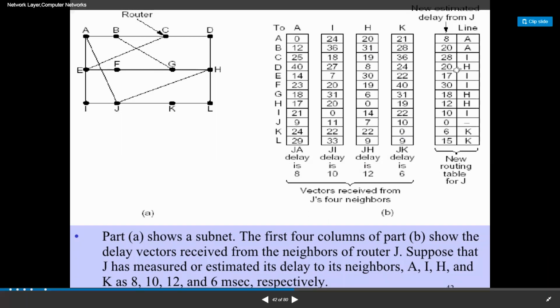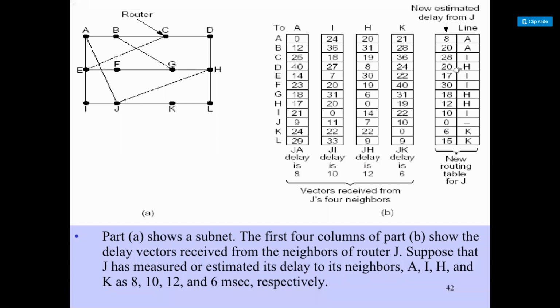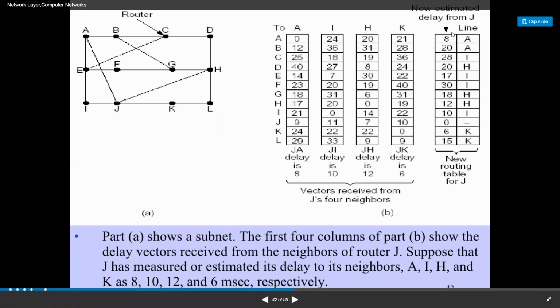Here you need to listen carefully, students. What is this routing table? This is the routing table for J. That means J2A, J2B, J2C, and so on, J2L. You remember like that. First, J2A. They have given what is the value? 8. J2A is given here.